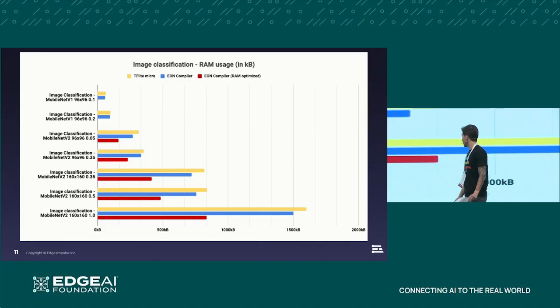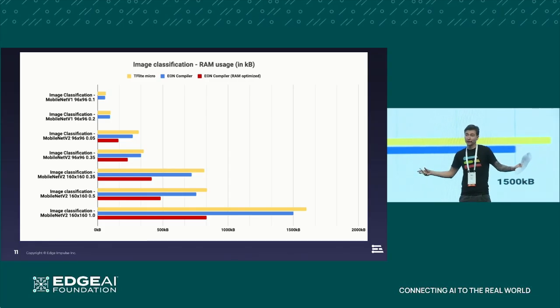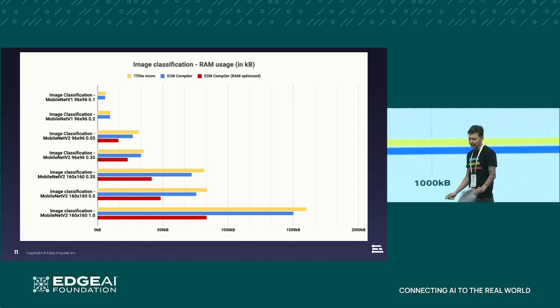So here are the graphs, and the comparison is between TF Lite Micro, the EON Compiler, and the EON Compiler RAM-optimized. For the RAM-optimized version, you can see that the larger the model is, the more RAM savings you can get. For smaller models it's not that significant. For larger models it is very significant. As you can see, it's basically half of TF Lite Micro.